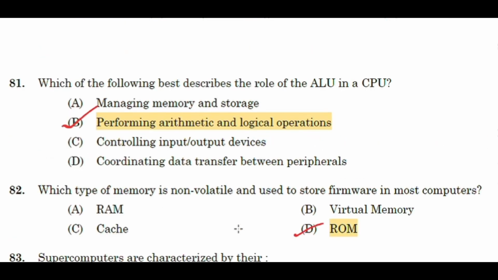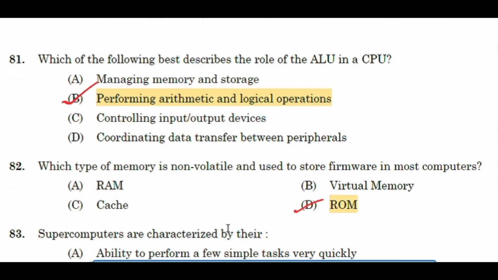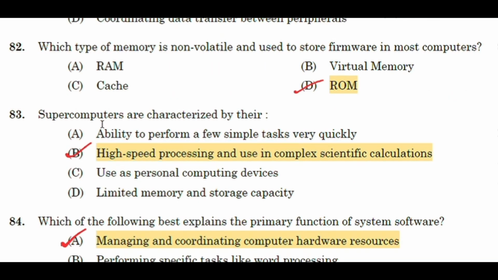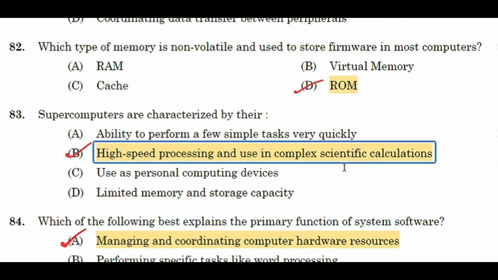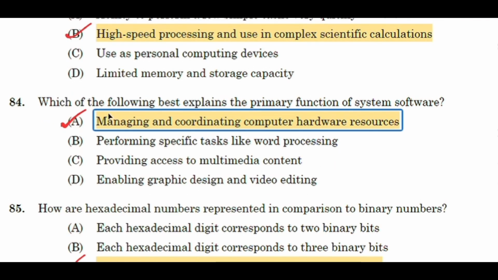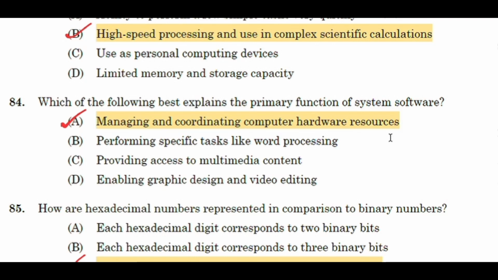Which of the following best describes the role of ALU in a CPU? Answer is option B, performing arithmetic and logical operations. Which type of memory is non-volatile and used to store firmware in most computers? Answer is ROM. Supercomputers are characterized by their, answer is option B, high-speed processing and use in complex scientific calculations. Which of the following best explains the primary function of system software? Answer is option A, managing and coordinating computer hardware resources.